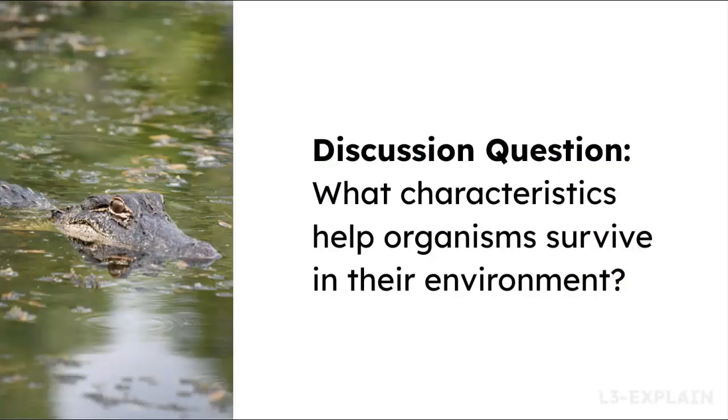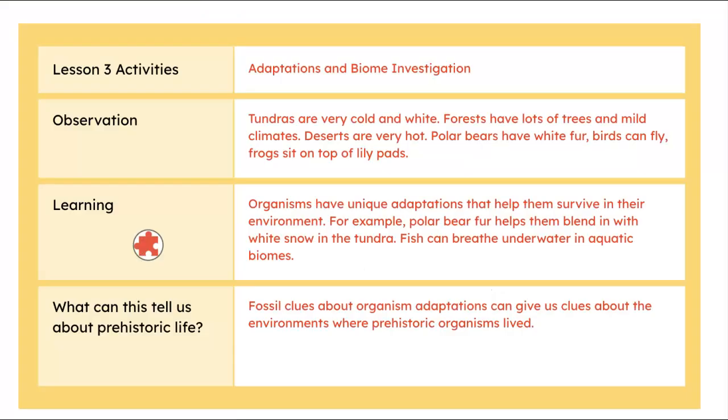For the Explain portion, you'll bring the class together and lead a discussion about students' observations from matching organisms with their environments. You'll use the provided questions to guide your discussion around the question, what characteristics help organisms survive in their environment? The goal of this class discussion is to identify the unique adaptations organisms have that help them survive in their habitats within biomes. You'll use the discussion to create the Lesson 3 summary chart.